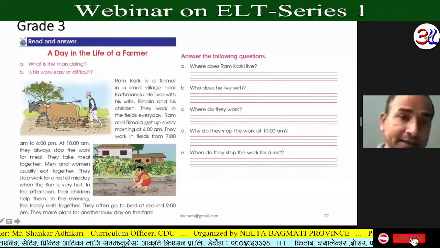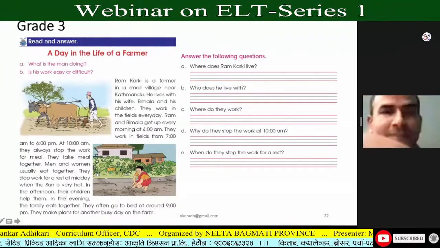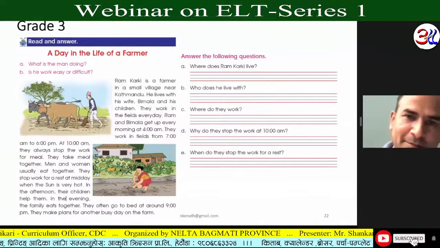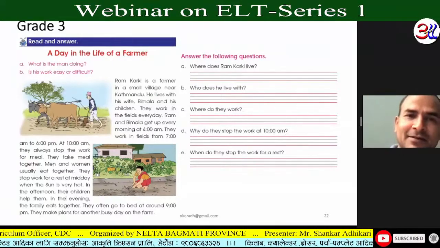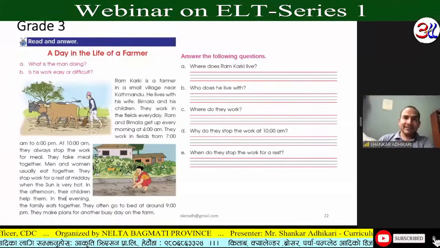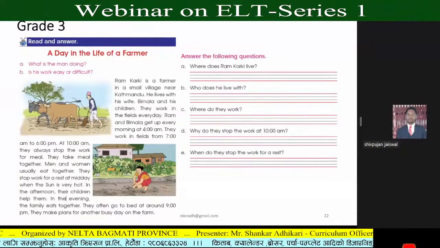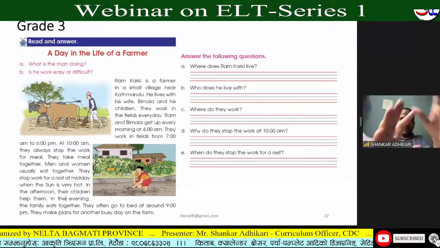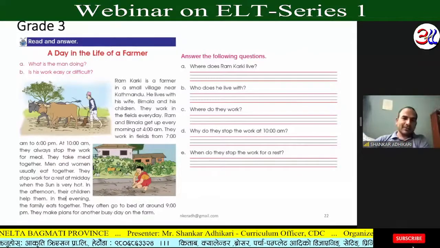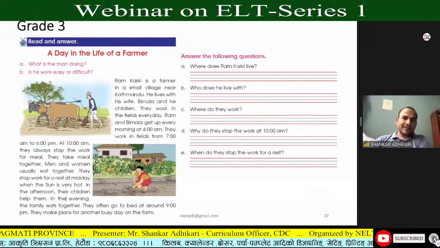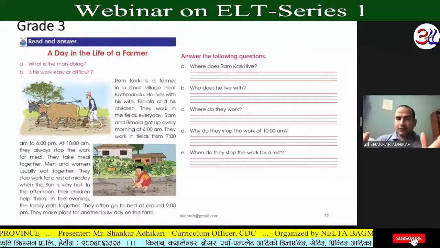What do you see in the picture? Let me tell you this, and then start reading. Ram Karki is a farmer in a small village near Kathmandu. What is Ram Karki? Right? So where does he live? Right? So this is what the reading is. Now do the question answer. You do not do that. You do not do that.